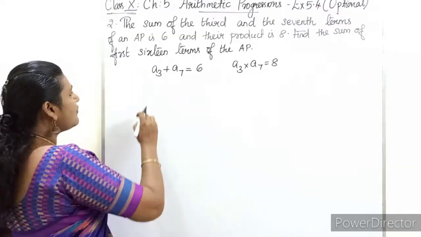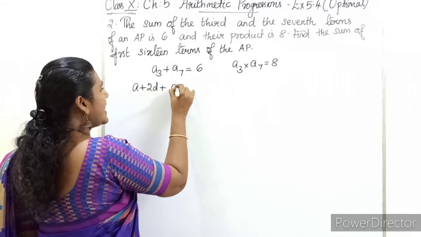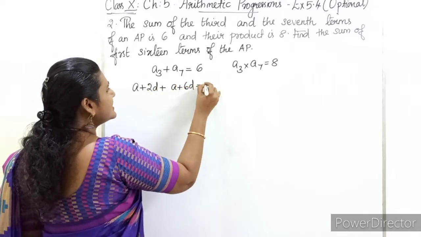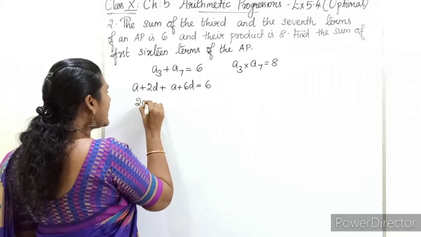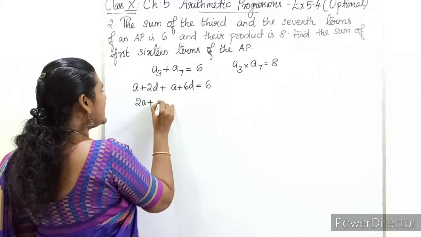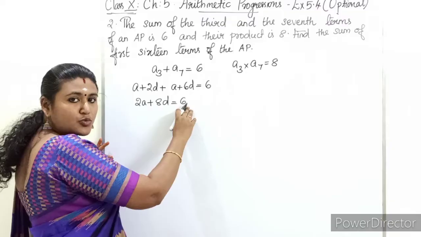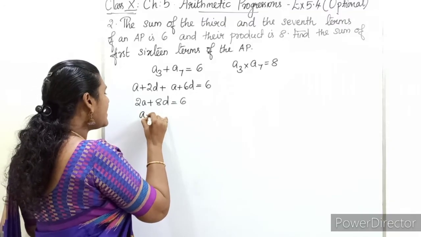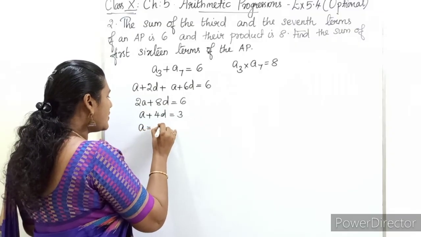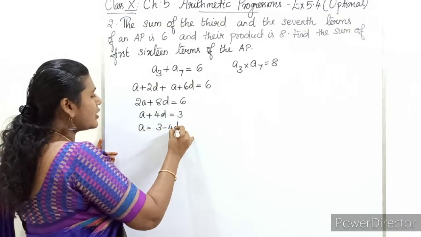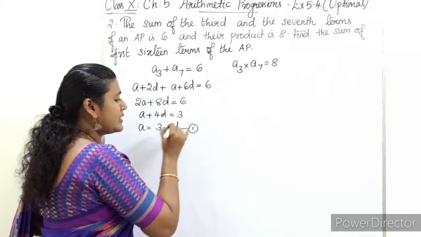So what is the formula for A3? A plus 2D, and the formula for A7 is A plus 6D. So this is equal to 6. Now we will simplify: A plus A, that is 2A, plus 2D plus 6D is 8D, is equal to 6. Now we can divide the equation throughout by 2. So A plus 4D is equal to 3. So the value of A is equal to 3 minus 4D. So we got the value of A as 3 minus 4D. So this is the first equation.